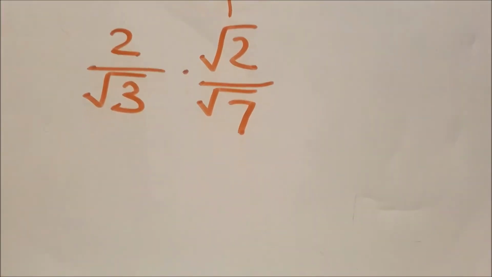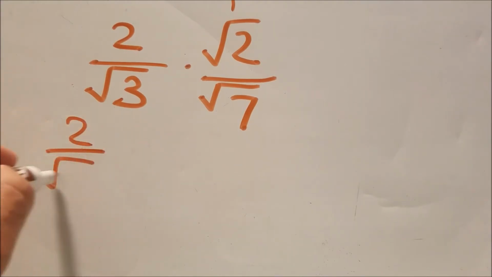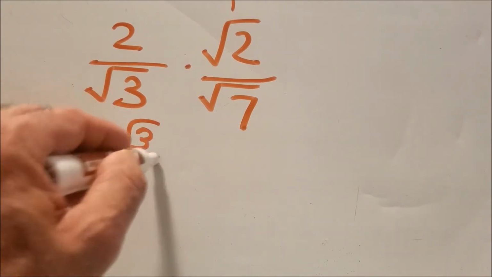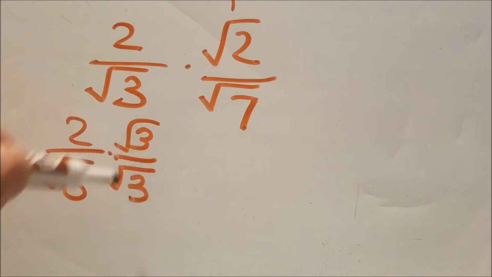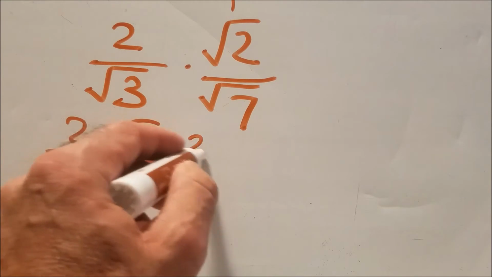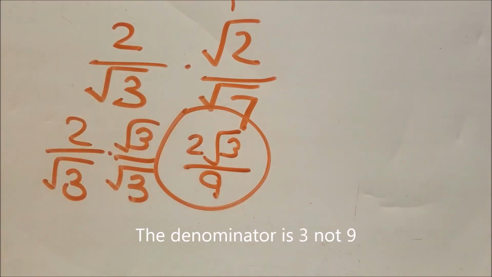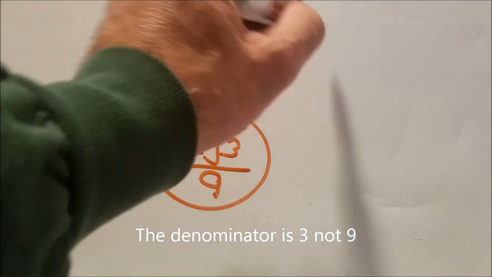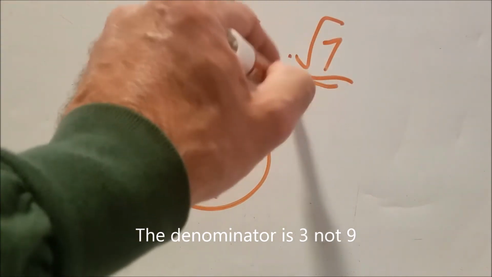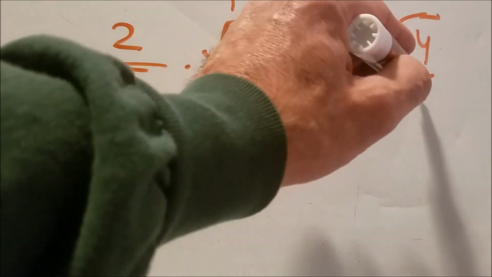So let's do 2 over the square root of 3 first. We're going to rationalize it, timesing the square root of 3 on both sides. On the top and the bottom, that is. Numerator and denominator. And we're going to get 2 square root of 3 over 9. So that's our first one. And this, we'll do the same thing. We'll do the square root of 7 on both sides. Square root of 2 times the square root of 7 is the square root of 14, over the square root of 49, which is just 7.